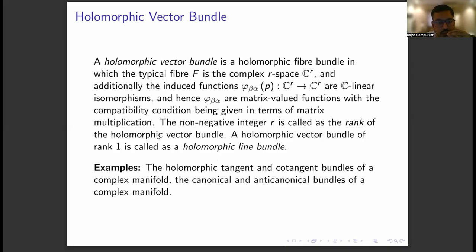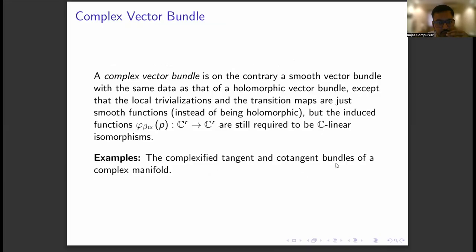Like associated to any smooth manifold capital M, we have the tangent bundle of the manifold and also the cotangent bundle of the manifold. So to a complex manifold, we take the holomorphic part. So it is the holomorphic tangent bundle and the holomorphic cotangent bundle. These are two important examples of holomorphic vector bundles. And for a complex vector bundle, we can simply take the complexified tangent bundle and the complexified cotangent bundle.